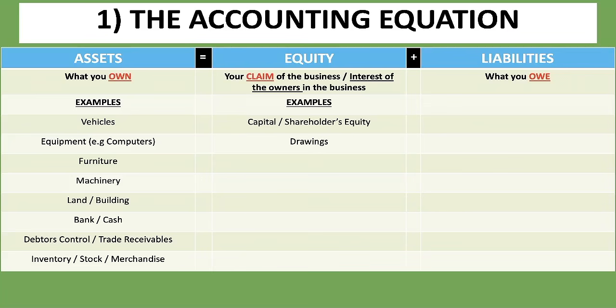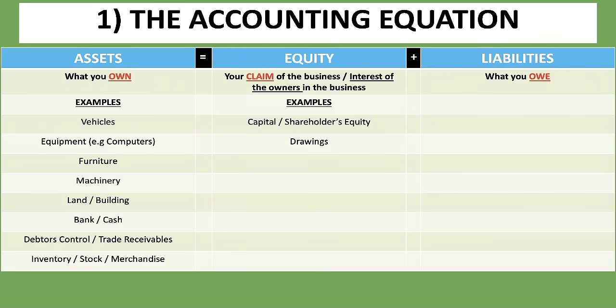Another one here is drawings. When you see the word drawings, that is also an equity account. What is drawings? Well, drawings is whatever the owners of the business have taken from the business for their own personal use. They could have taken money from the business, and they will tell you in the scenario that the owner took 5,000 rand for their own personal use or personal needs. Then you will know that that is drawings, and drawings is an equity account, and it's a negative equity account because it reduces the equity of the business. Because if the owner has taken money from the business, it will reduce the equity of the business, right?